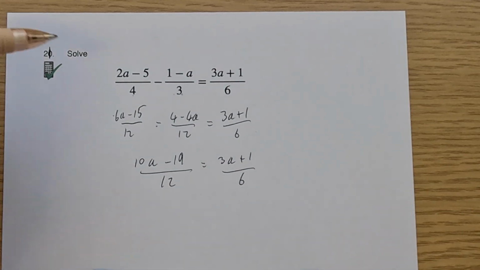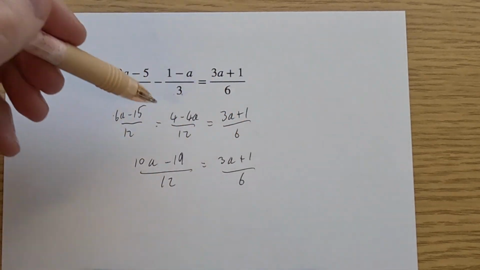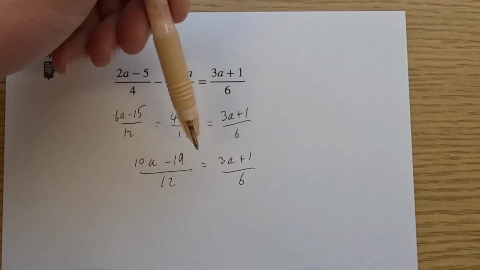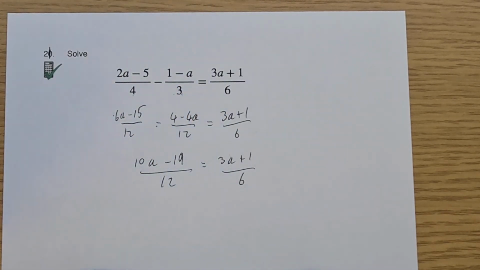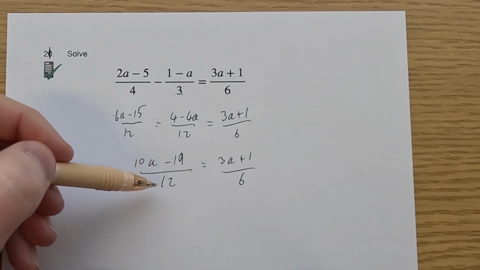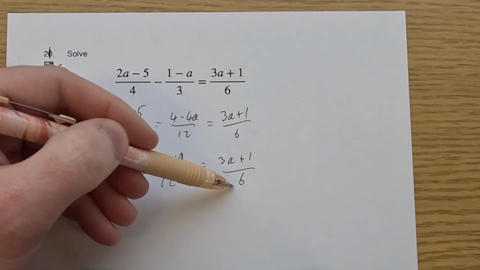Okay, now at this point here, we've got a fraction equals a fraction. Now one approach would be to use cross multiplication. You can multiply that numerator by that denominator and put it equal to that numerator times that denominator, and that's totally fine, you could do that. Now actually in this question, I'm going to approach it in a slightly different way just to show you this other approach. So here we've got a denominator of 12 and here we've got a denominator of 6.